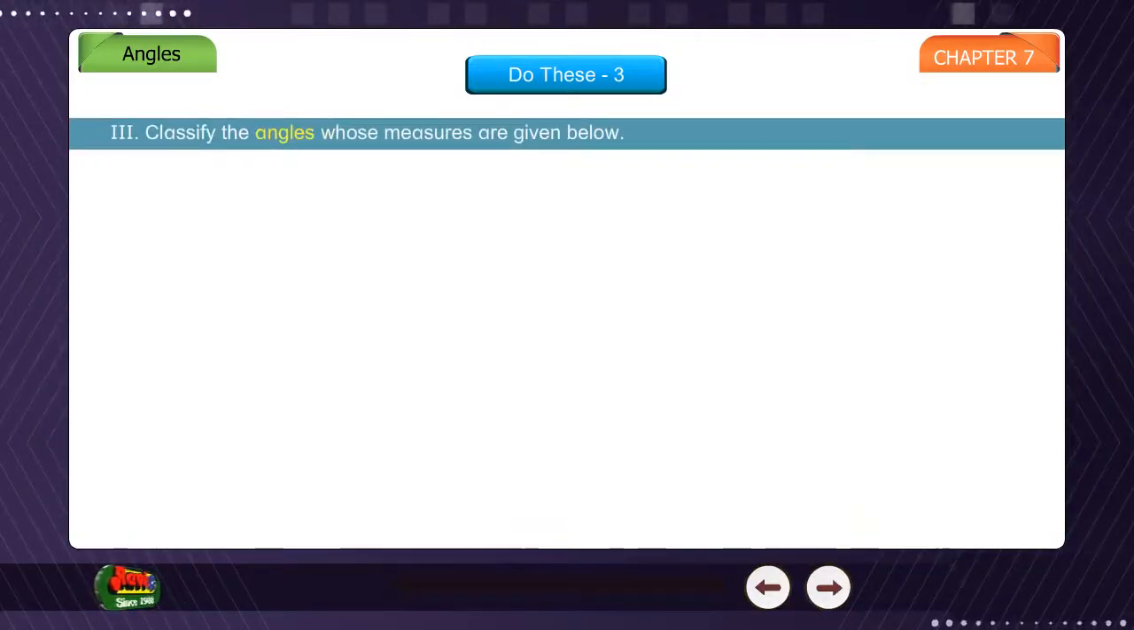Three. Classify the angles whose measures are given below. Reasoning proof.